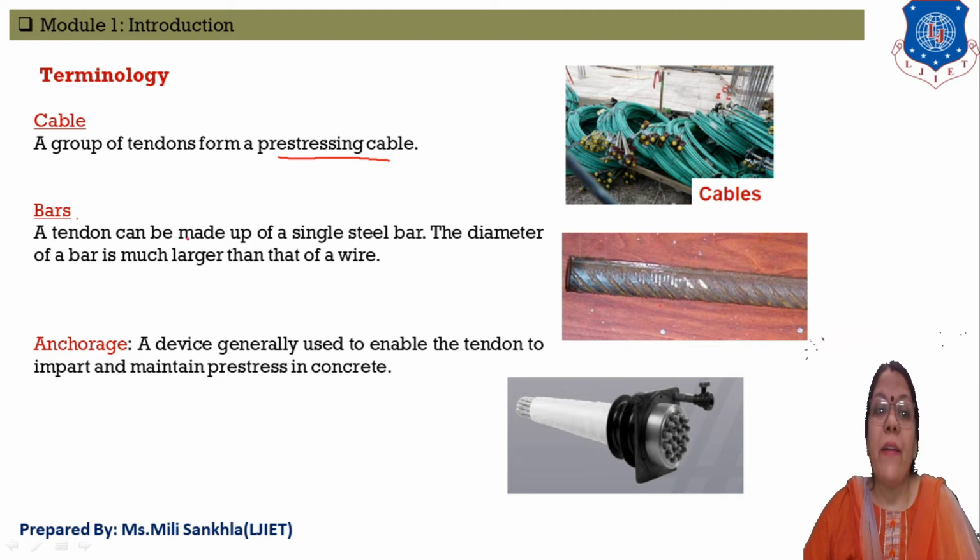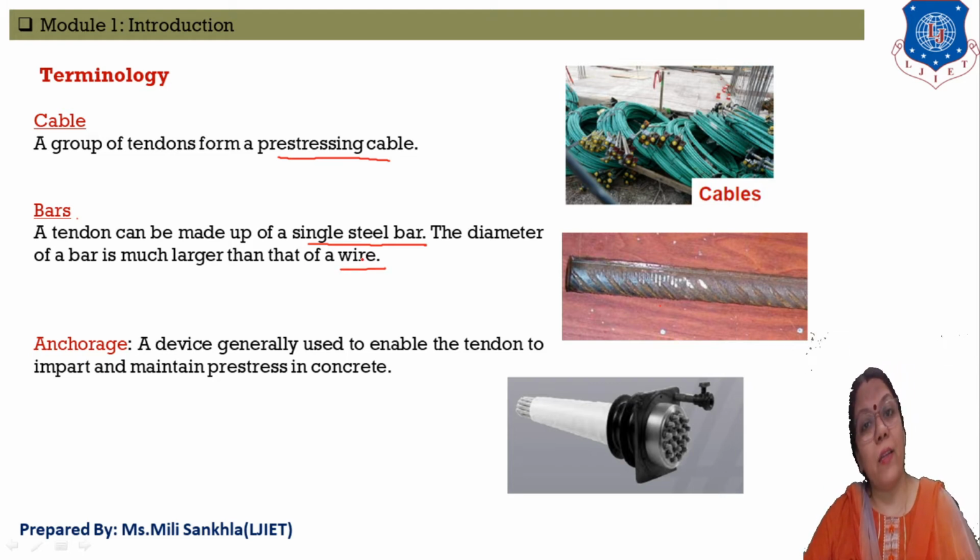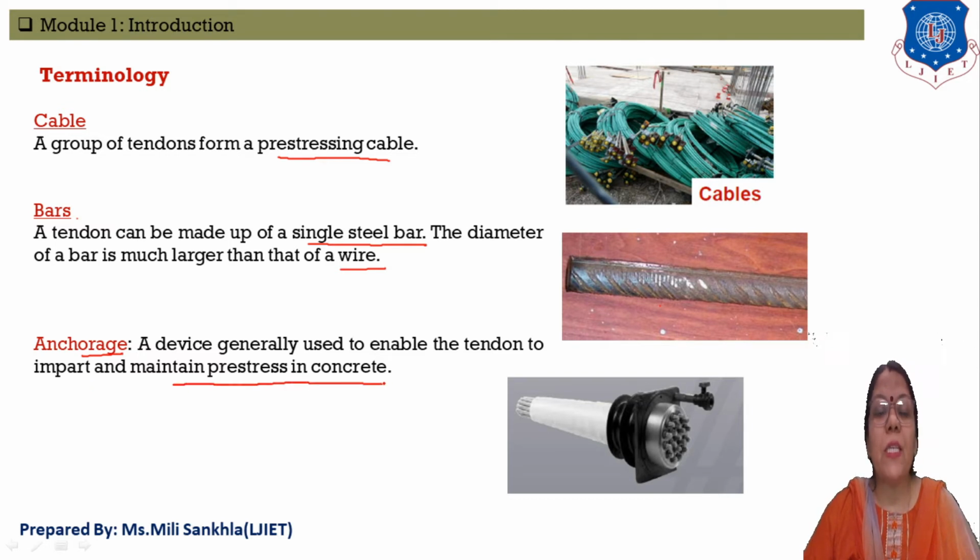A tendon can be made up of a single steel bar, and the diameter of a bar is much larger than that of a wire. The diameter of a wire is less than that of a bar. And anchorage is a most important word: tendon, and second is anchorage. What is anchorage? A device generally used to fix the tendon, to impart and maintain prestress in concrete.